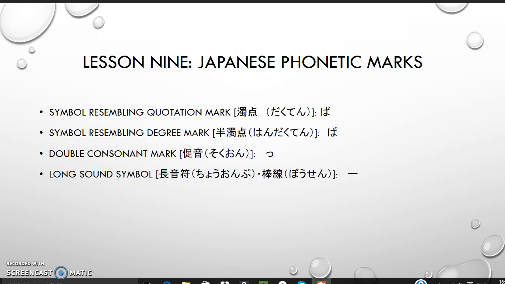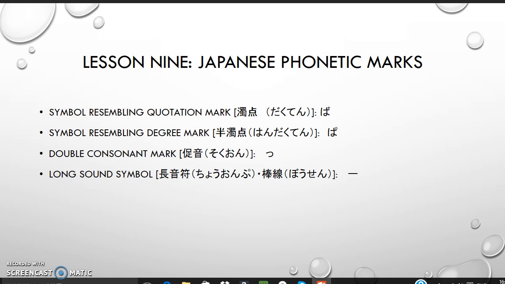And that takes us back here to lesson 9. All we have to do to create that is use the i sounds of each particular combination, and then add a small ya, yu, or yo next to them, and then bam, we have the combination. So that's it.